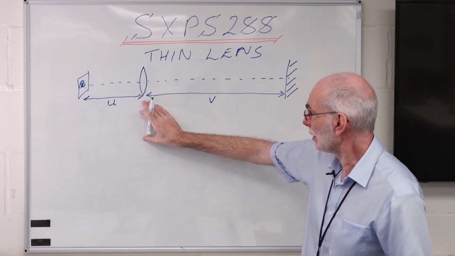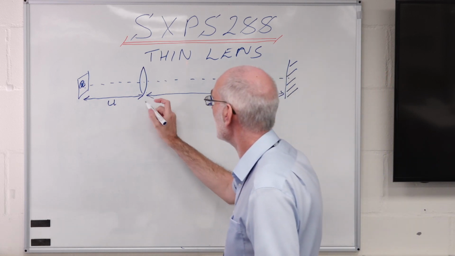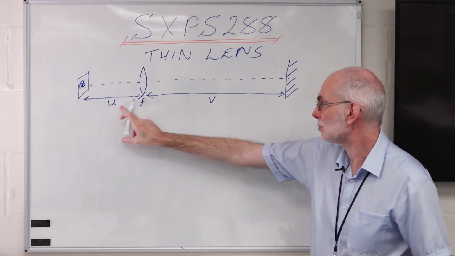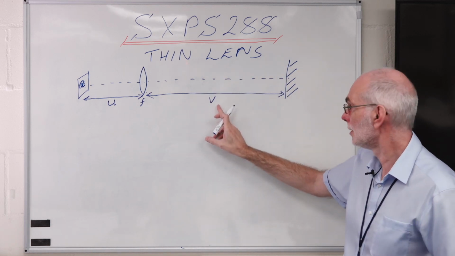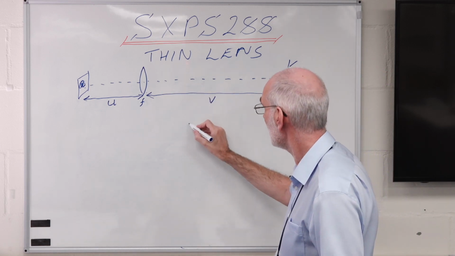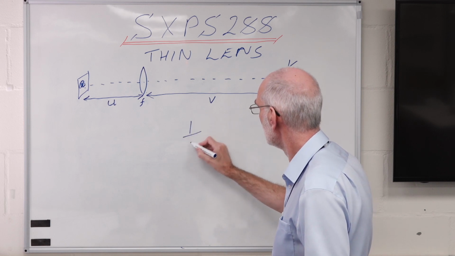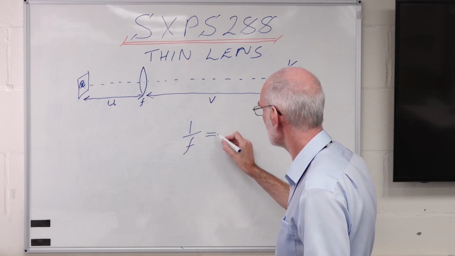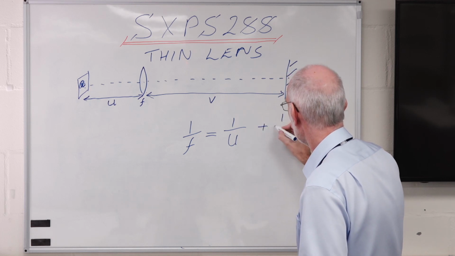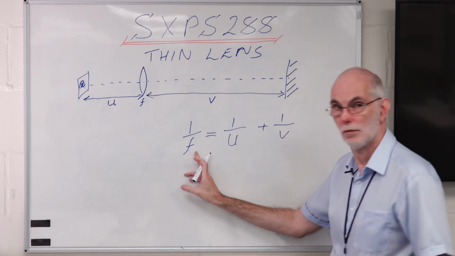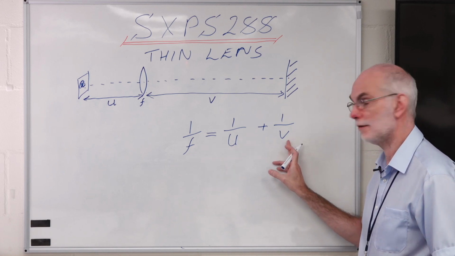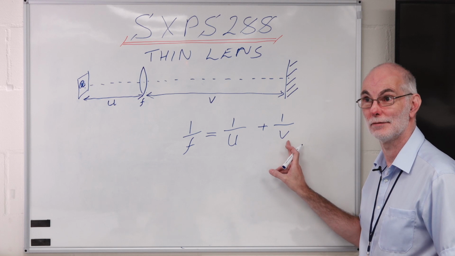And for a simple lens, which has a focal length f, there's a relationship between these three parameters. The relationship is the thin lens equation, which, as I say, is covered in S217 if you've done that. So those of you who've taken S217 will recognize this: 1 over f, 1 over the focal length, is 1 over u plus 1 over v, the thin lens equation.